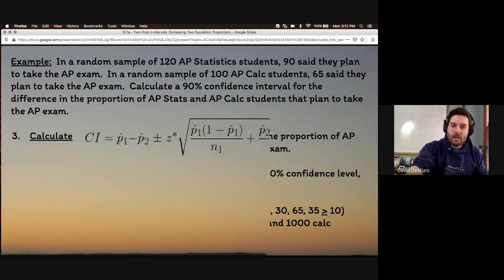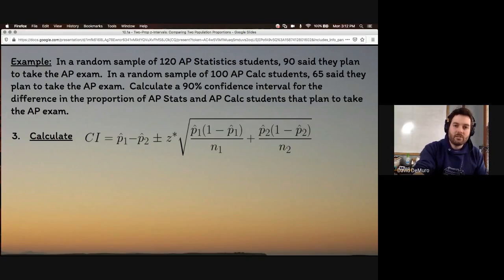Now that our conditions are met, we're ready to make our calculation. So here's our formula again for the confidence interval. It's p hat 1 minus p hat 2, the estimated difference in the proportions for the two groups, plus or minus z star, the critical value that'll come from the table, times our standard error. And so altogether, that's going to give us our confidence interval.